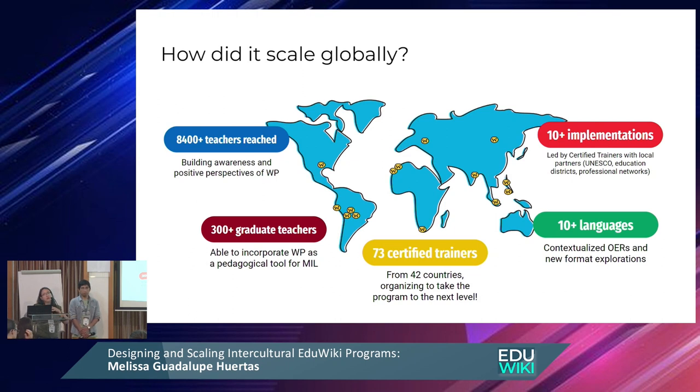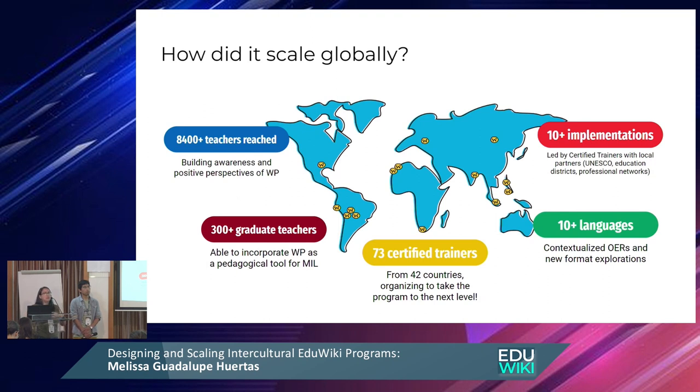So instead of going directly to the teachers, we decided to instead make an open call for Wikimedians who wanted to implement this program in their countries. And in the past 3 years, we have been able to train and certify 73 Wikimedians from 42 countries, who are currently organizing to also take the program to the next level.